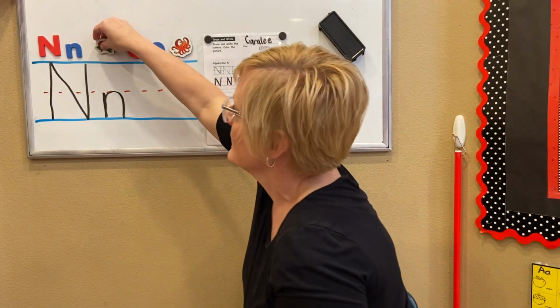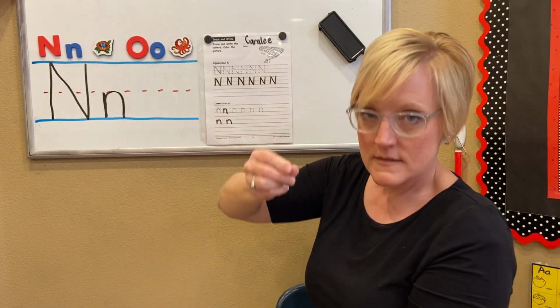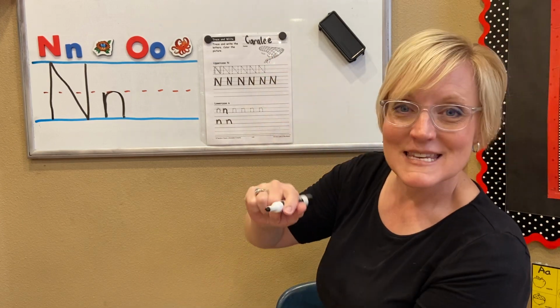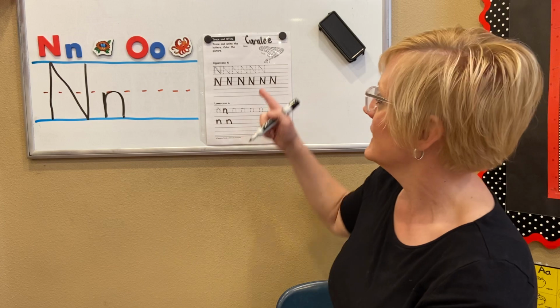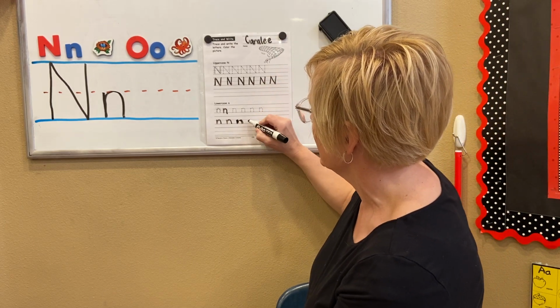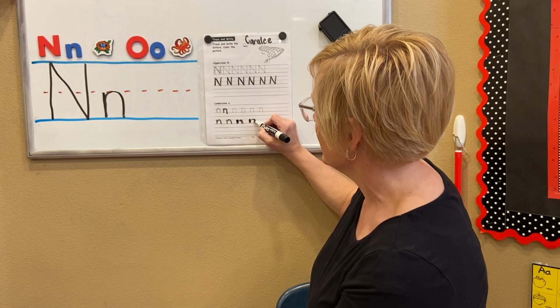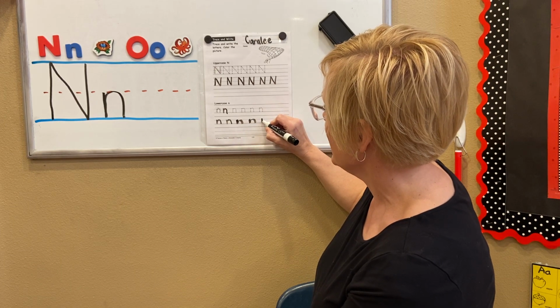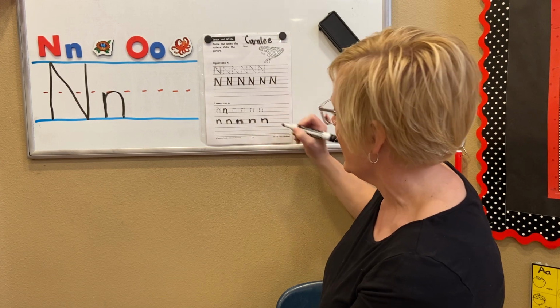N says nest. Naughty N. It also says net. Net. Down, hook over, N. Down, hook over, N. Any way you can remember. Down, back up, beep, beep, beep, beep, hook over, N.